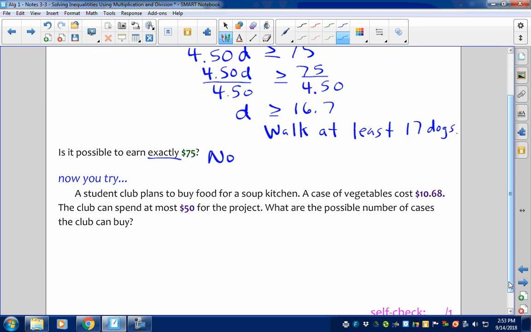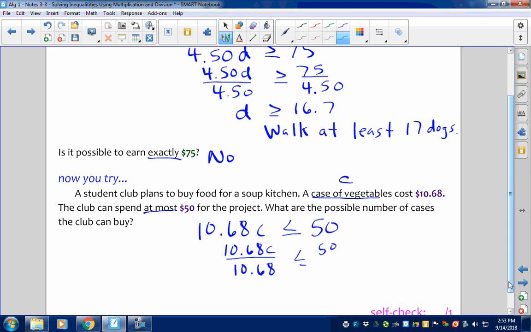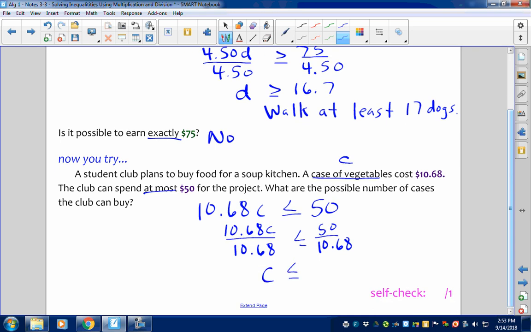All right, here's another one. It says a student club plans to buy food for a soup kitchen. A case of vegetables costs $10.68. So if C represents a case of vegetables, we've got 10.68 C. And the club can spend at most, which is going to be a less than or equal to symbol, $50. We've got to stay underneath that $50 mark. So we're going to take 10.68 C, divide by 10.68, divide 50 by 10.68, and we get C is less than or equal to, in this case, about 4.7.